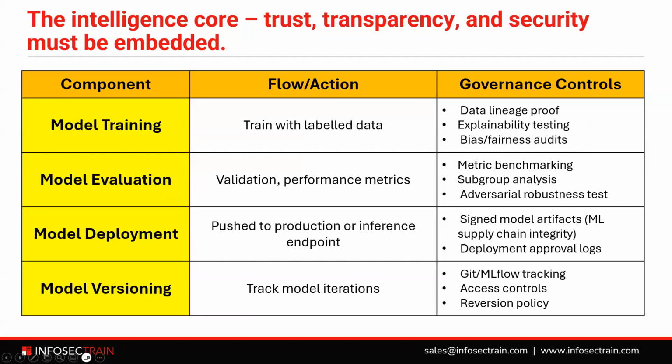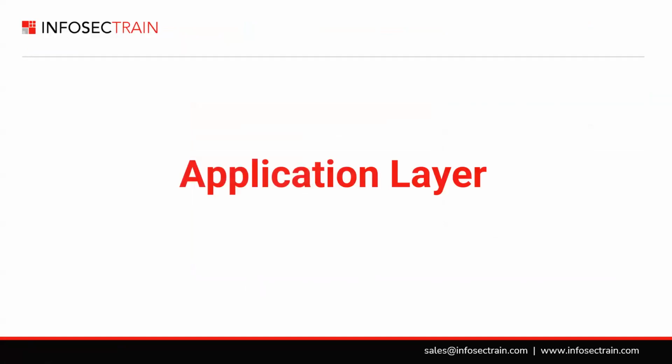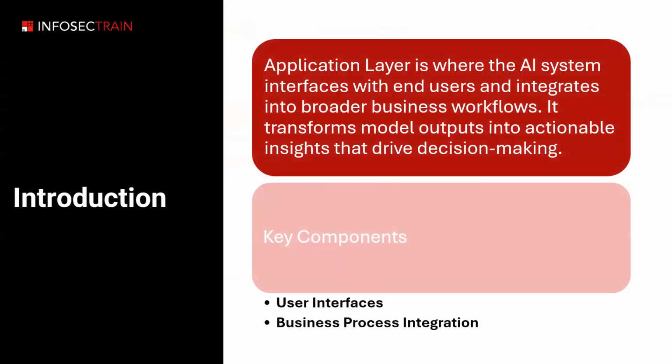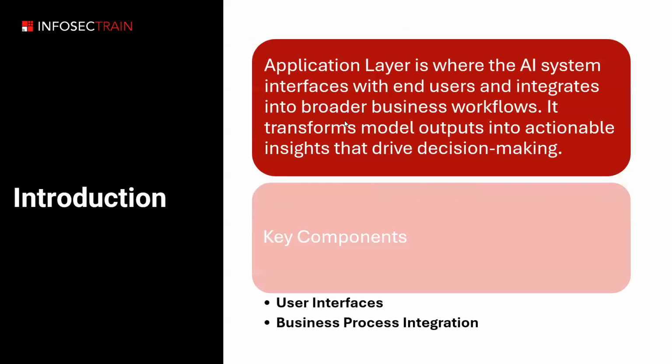Now, next is basically called the application layer. When you're talking about the application layer, this is where the user is interacting. When you open ChatGPT, you enter the queries. That is basically called the application layer. The application layer is where the AI system interfaces with the end user. That is basically called the application layer.